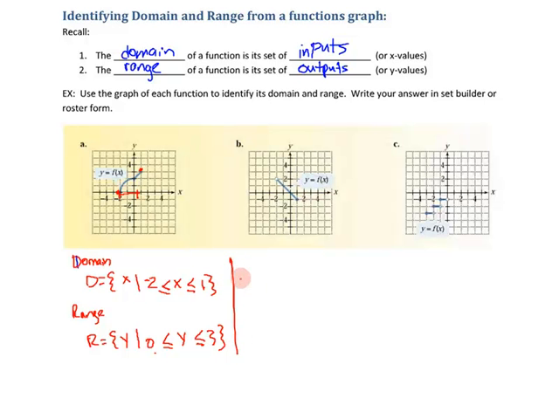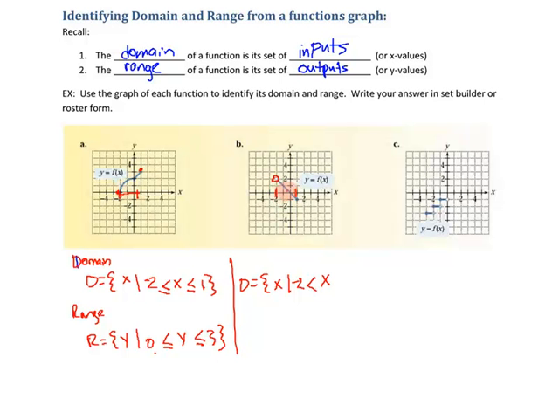Alright, so the domain on the second one is the set of all x's over which there is a curve, so from here to here, but there is an open dot on the left-hand side, which means that the domain is going to be the set of all x that starts at -2. That's the leftmost value that has a curve point over it, but it's not included because of the fact that there's an open dot there. But it's everything bigger than it, right?